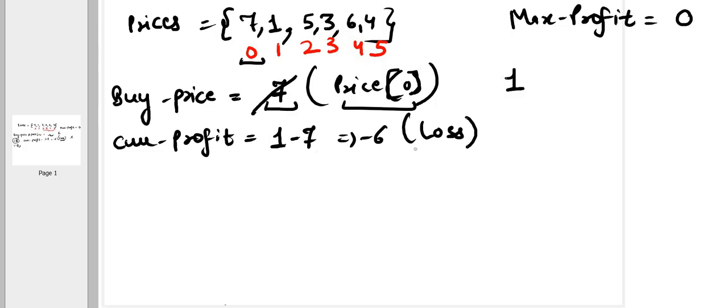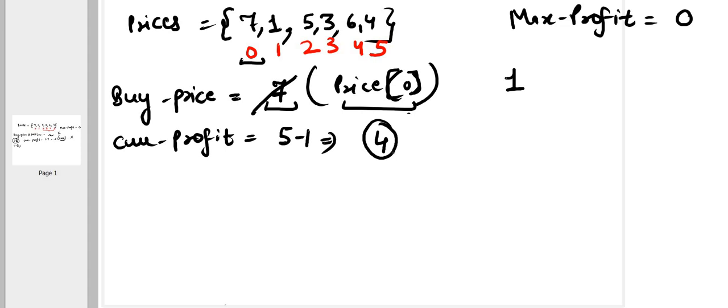So now when the buy price is 1, what will be your current profit? You will compare it with the next value, that is 5, correct? So 5 minus 1, what is it? 4. 4 is your current profit, right? So till now what is your maximum profit? 4. So you are going to update your maximum profit. Now the price of the stock is 5. Which is minimum, 1 or 5? 1, right? So we don't update our buy price, correct?